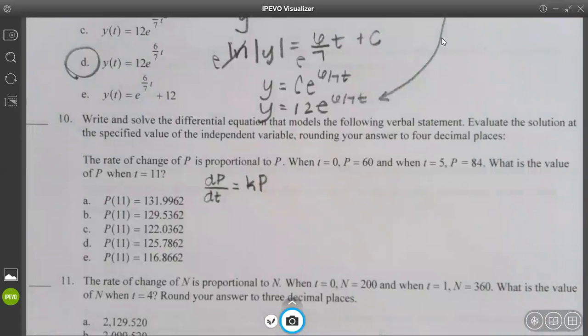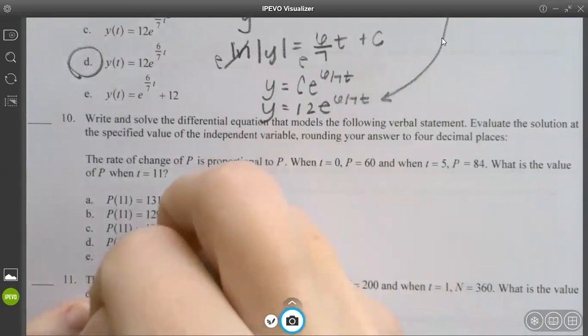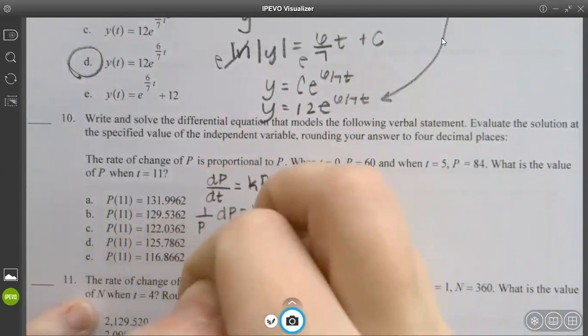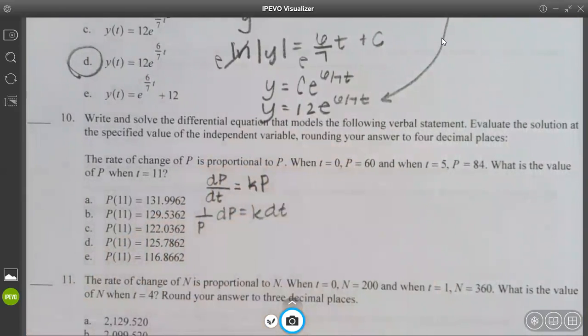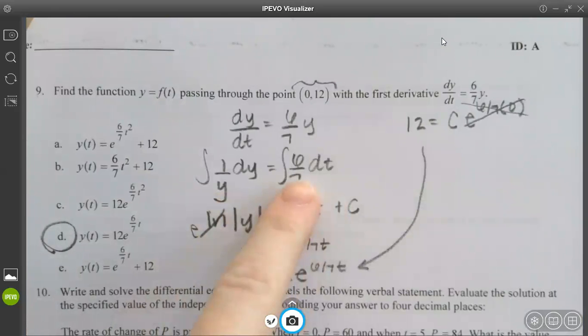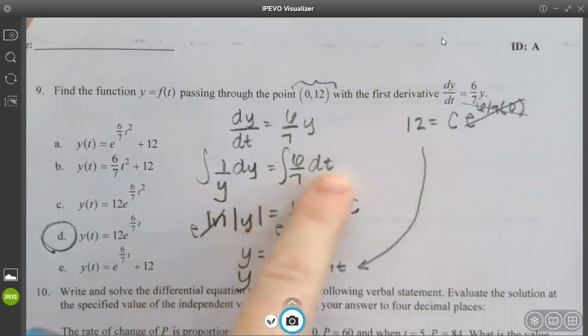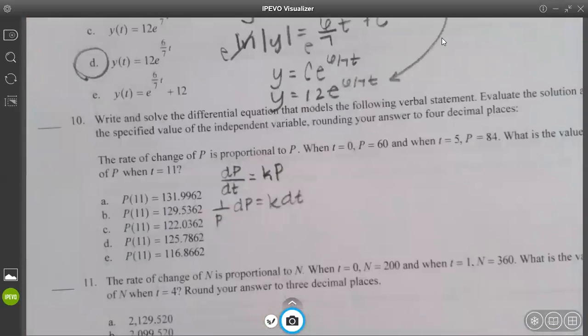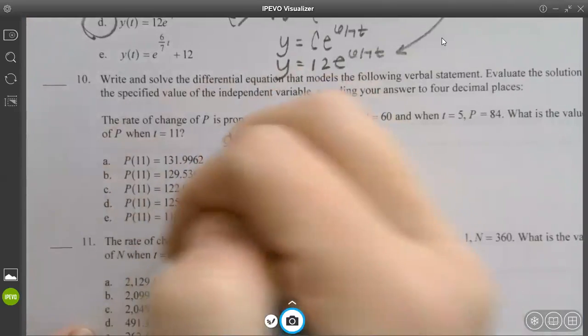What do I do? 1 over p dp equals k dt. Please recognize this. You've done this how many times? Did we not just do it up here? We had a constant, right? Everybody remember that? That's your k dt. It's the same. So if you already know the equation, we're going to go ahead and go through it.